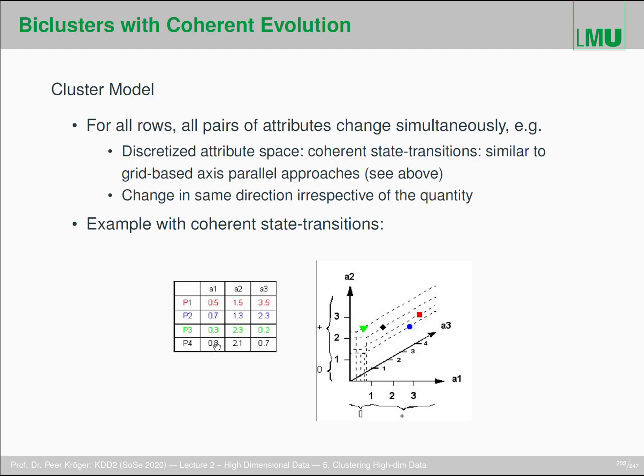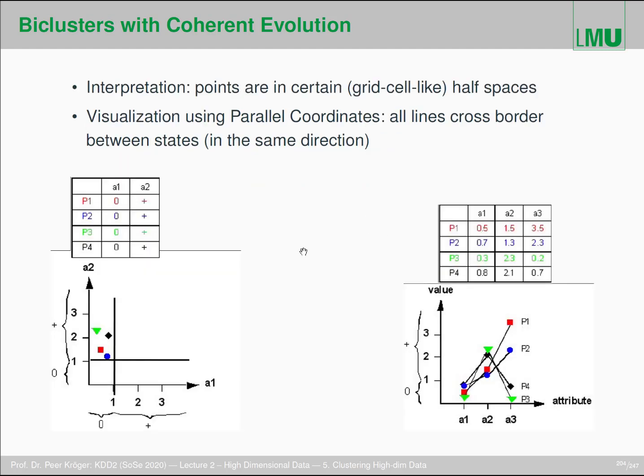And here is an example where you see, okay, from A1 to A2, it's always the same quantity of change over all those things here. And how do those things look? Well, it's a little bit different. They are points basically in a certain grid cell like half space. So in this example here, it's more or less something which is in this kind of half space. That's why it looks quite similar to grid-based clustering, actually, to grid-based subspace clustering.